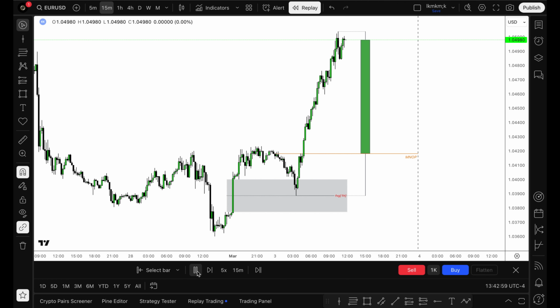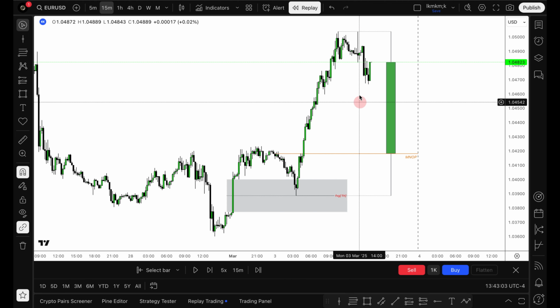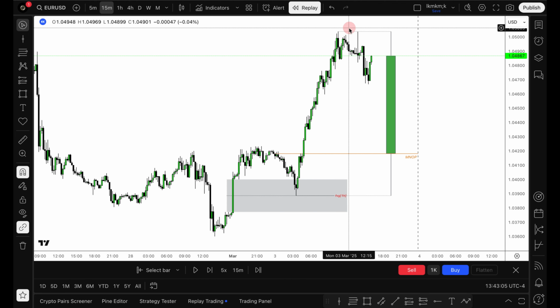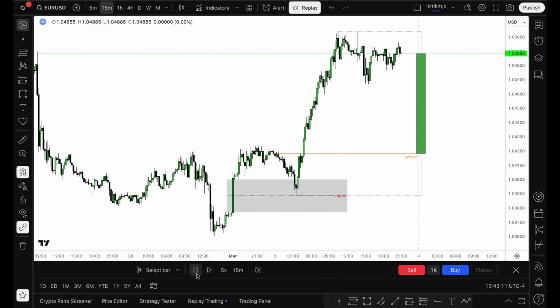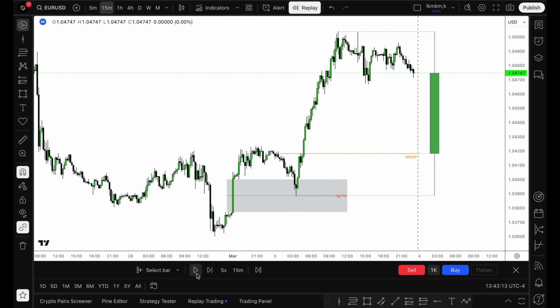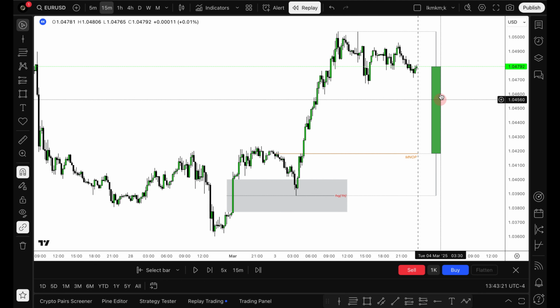If we carry on printing, price just kept going higher. It's possibly formed a high of the day here. Just keep printing, and then you get a close. That's the last point of the day, so that's the bullish directional candle to the upside.